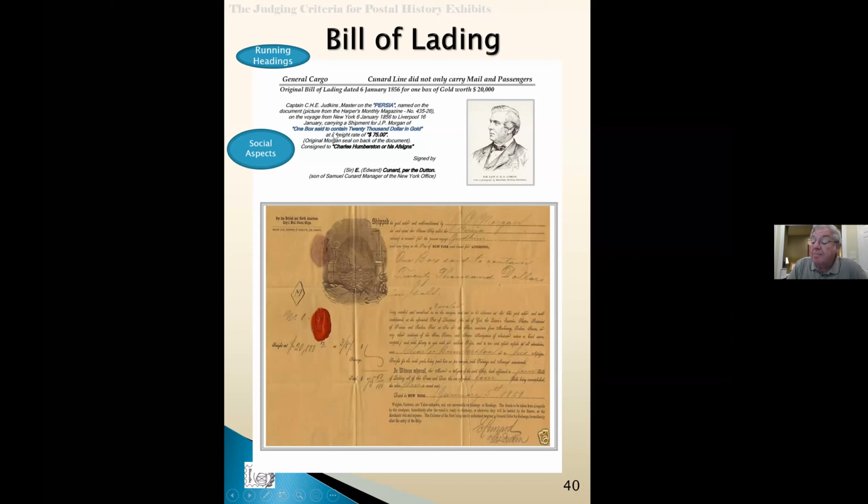There is social aspects. There is a period line drawing of the master of the ship Persia, who was named on the bill of lading. So he uses the two ephemera items on this page to develop his postal history story. The box of gold, just out of interest, was on its way to J.P. Morgan in New York.